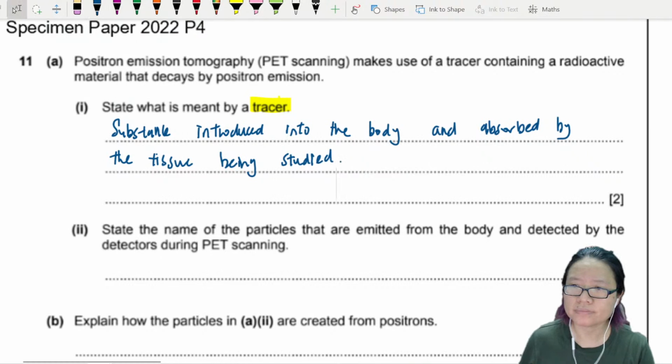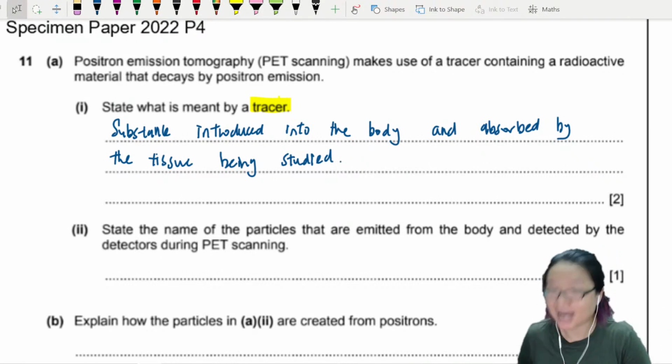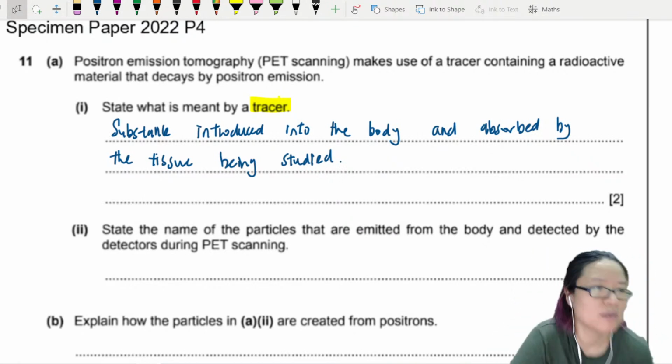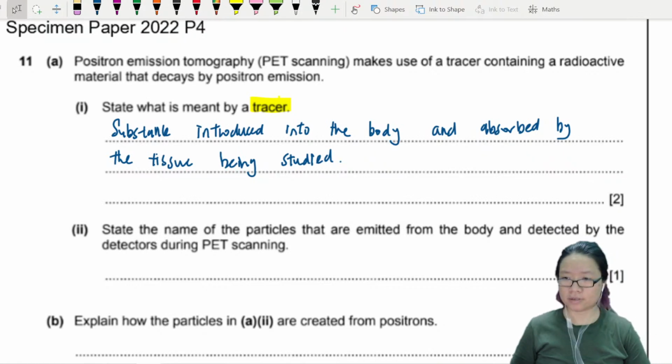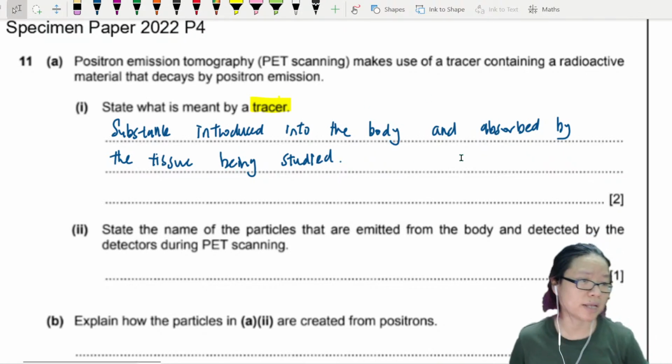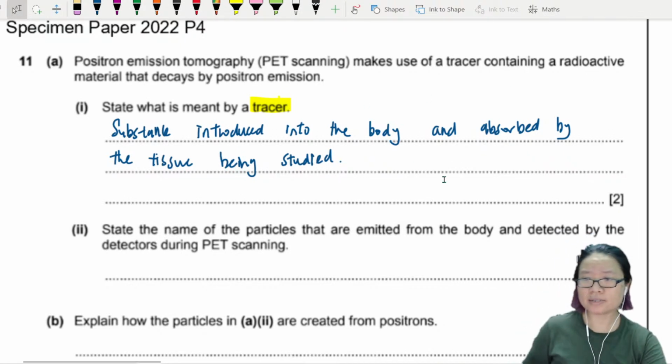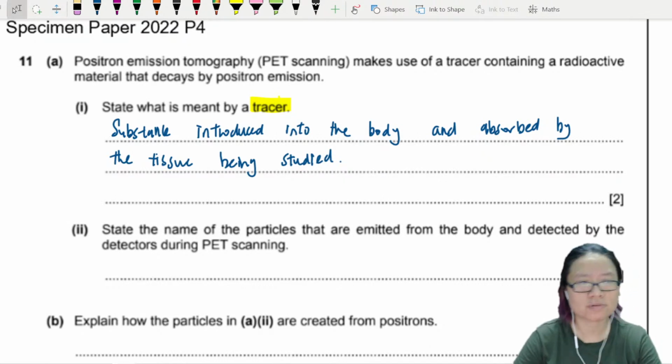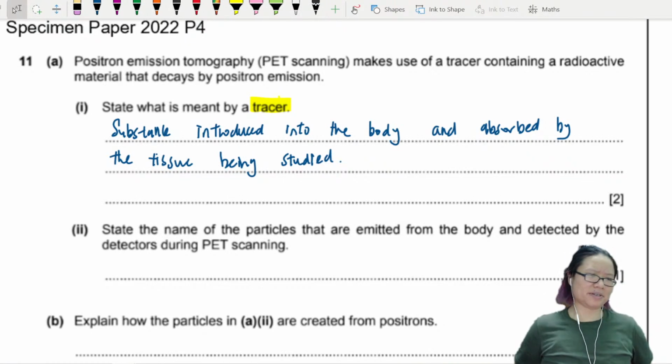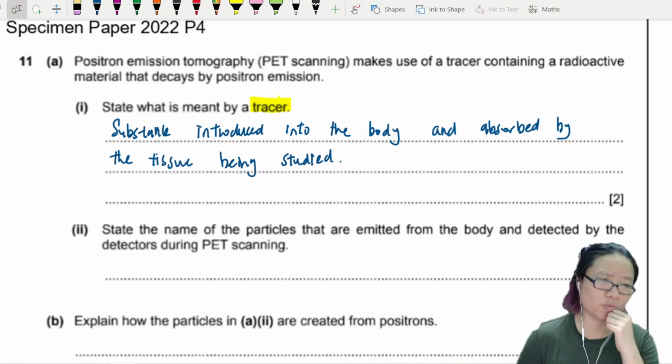Okay. So it's used to trace. They're not asking you what is meant by radioactive, just the idea of a tracer. So the idea of a tracer is something that is introduced into the body and is absorbed by the tissue that you want to study. It can be your brain tissue. So I guess since brain only takes glucose, that's the thing that we will inject if we are looking at your brain.